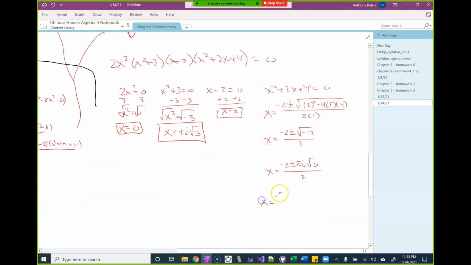And then to reduce this, we have a common denominator of 2. So negative 2 over 2 is just negative 1. Here the 2 in the numerator and denominator reduce. So my best answer would be negative 1 plus or minus i root 3. If you're taking a standardized test, that would be the solution that would be in the multiple choice.